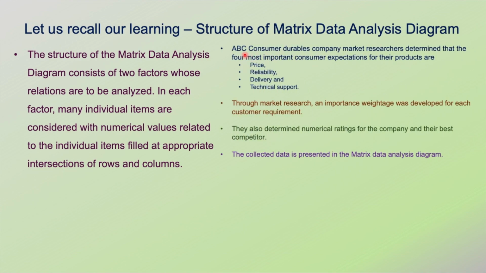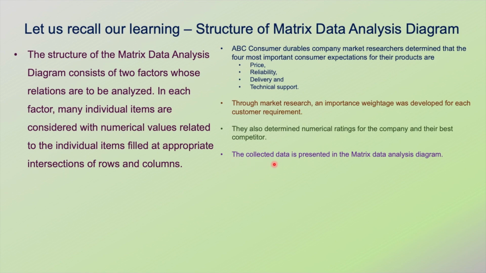Here is an example. A company, ABC Consumer Durables Company, market researchers have determined that 4 most important customer expectations are: one is price, another one is reliability, third one is delivery, fourth is technical support. So they consider these are all the 4 important characteristics. So what they did, through market research, an importance weightage was developed for each of the above 4 requirements. And the company also determined numerical ratings for the company and also their best competitors. So they collected their own company data as well as they also compared those characteristics with their competitors.